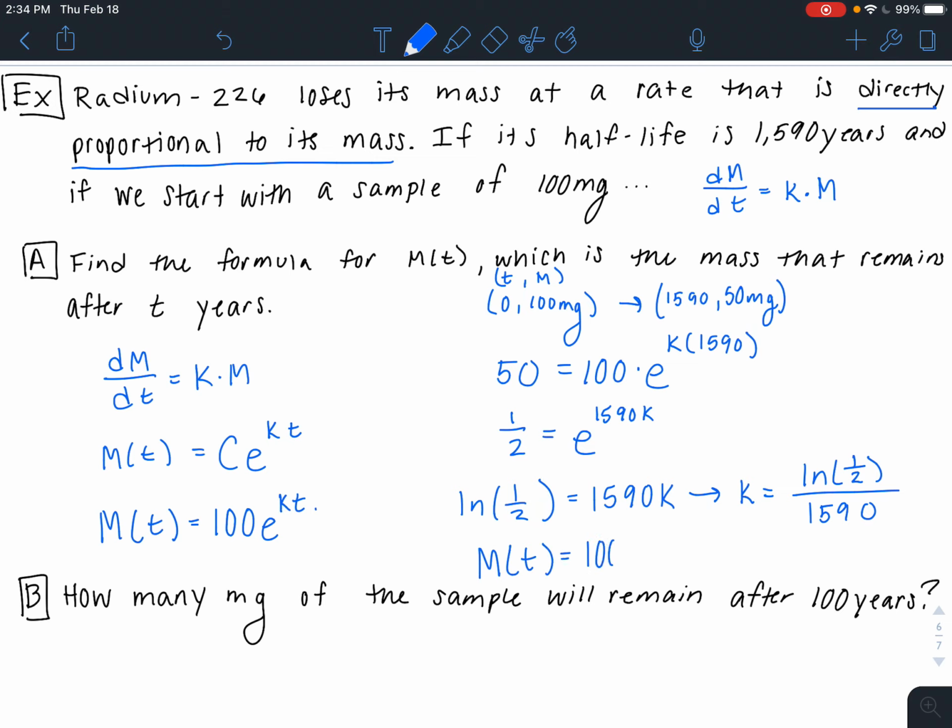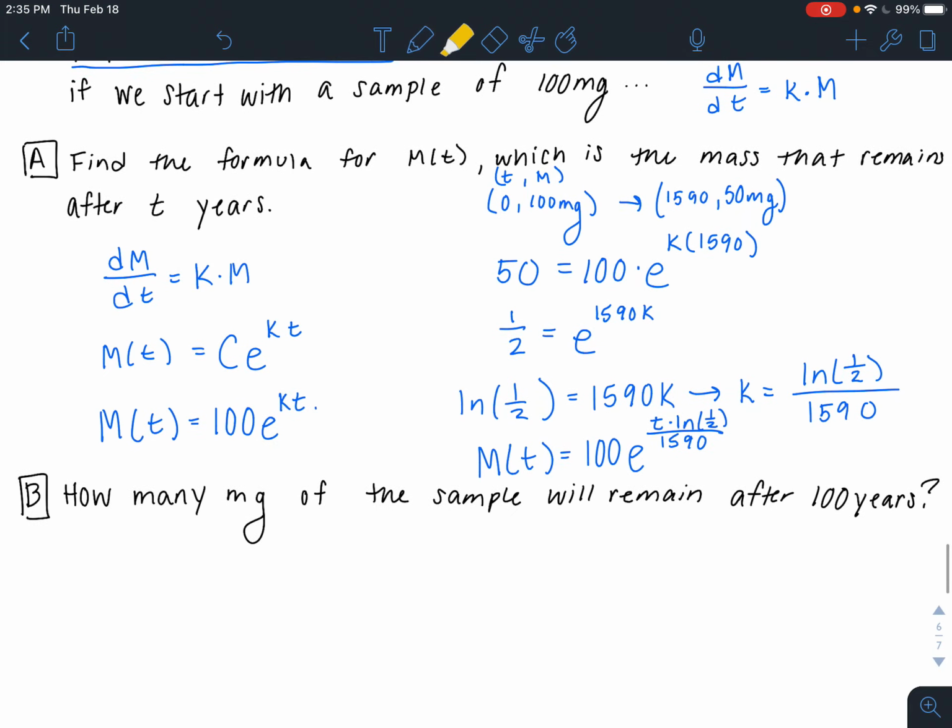Which tells me that my overall model is m of t equals 100 e to the t times the natural log of 1/2 all divided by 1,590. Then we want to know how many milligrams of the sample will remain after 100 years. So we want to know what is m of 100. We get 100 e to the 100 times the natural log of 1/2 all over 1,590 power.